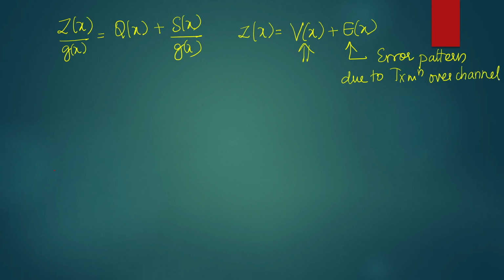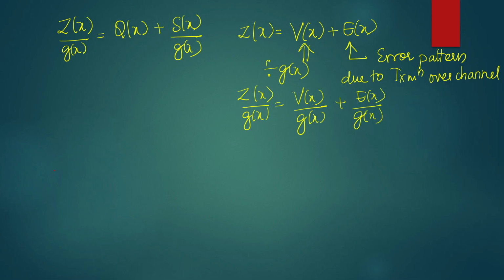So we can write any received vector in this form. Dividing this by the generator polynomial, we get z of x divided by g of x is equal to v of x divided by g of x plus e of x divided by g of x. The code word vector v of x, we know, is the data polynomial multiplied by the generator polynomial in case of non-systematic code. Assume that we are doing non-systematic code itself.